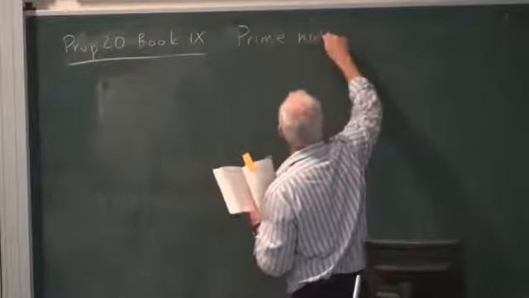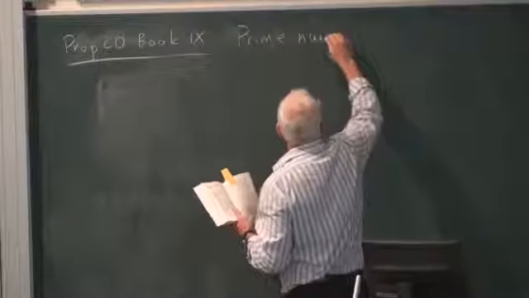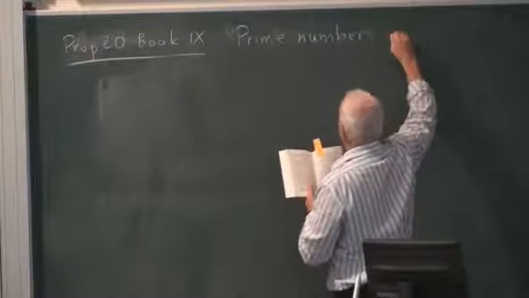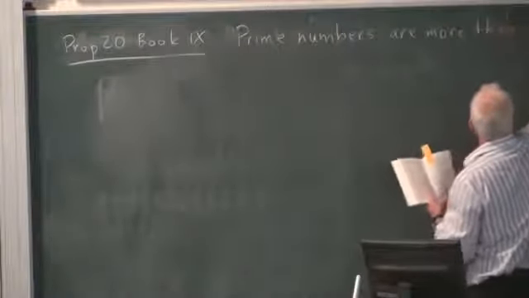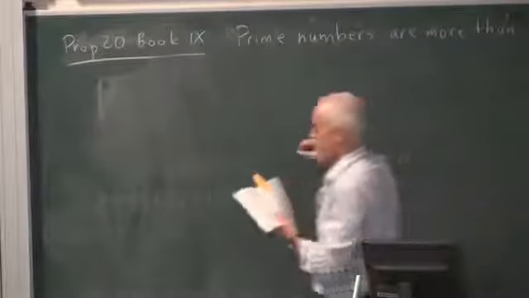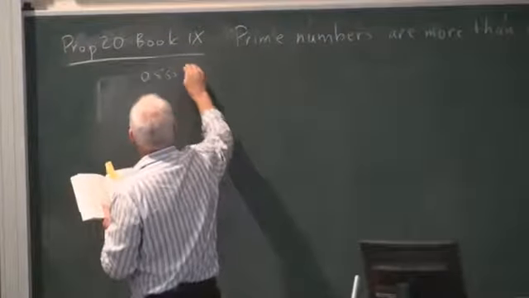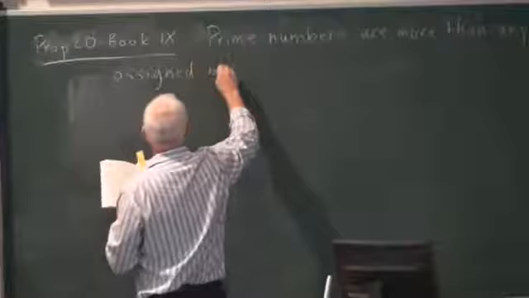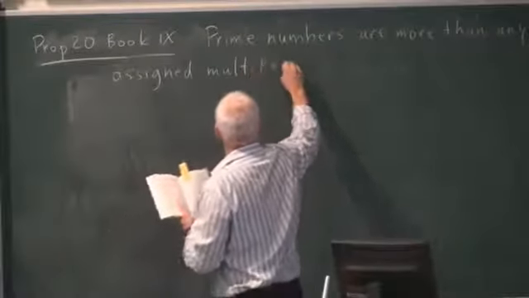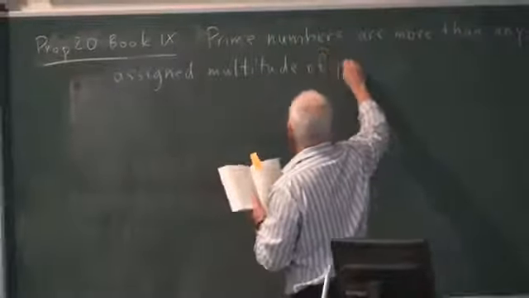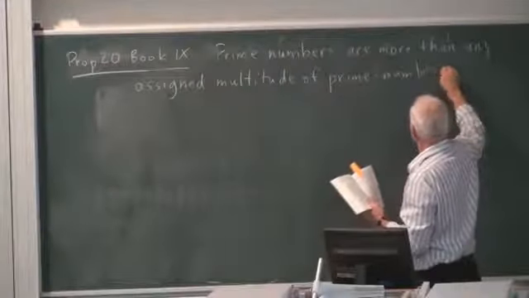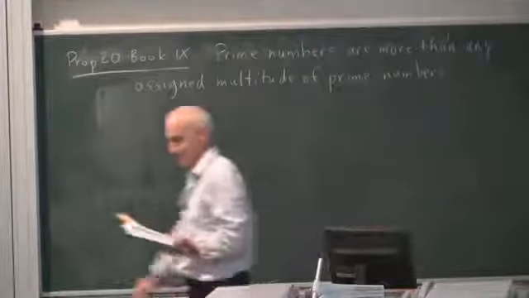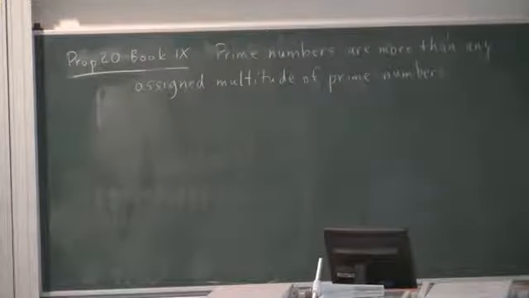Prime numbers are more than any assigned multitude of prime numbers. Prime numbers are more than any assigned multitude of prime numbers. What does Euclid mean by this?